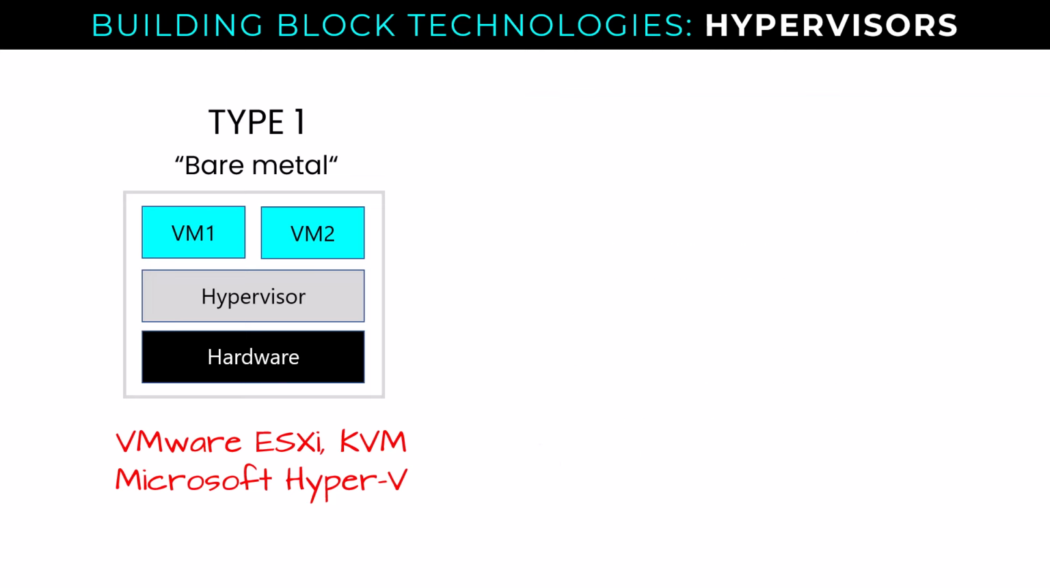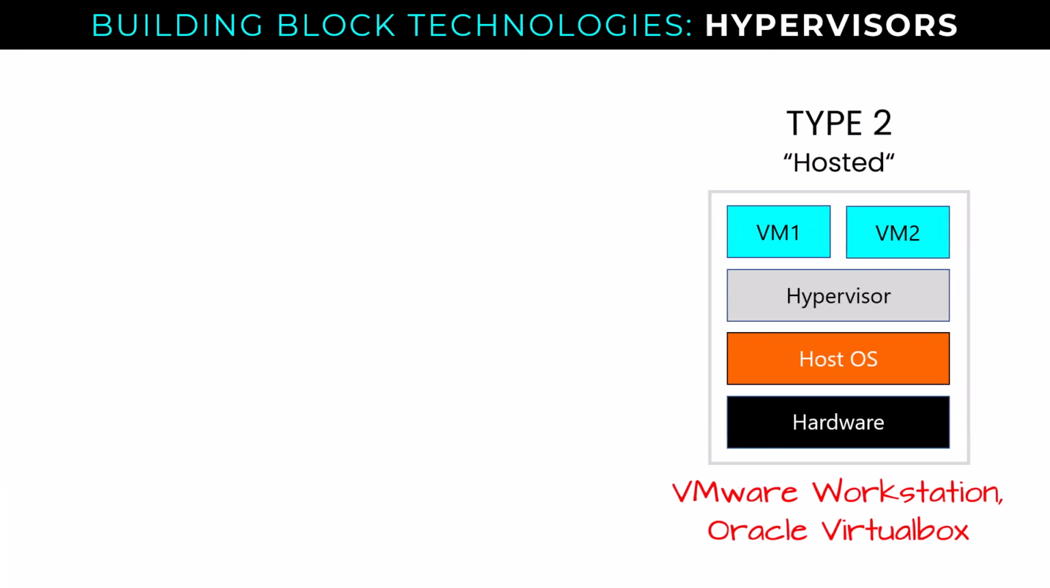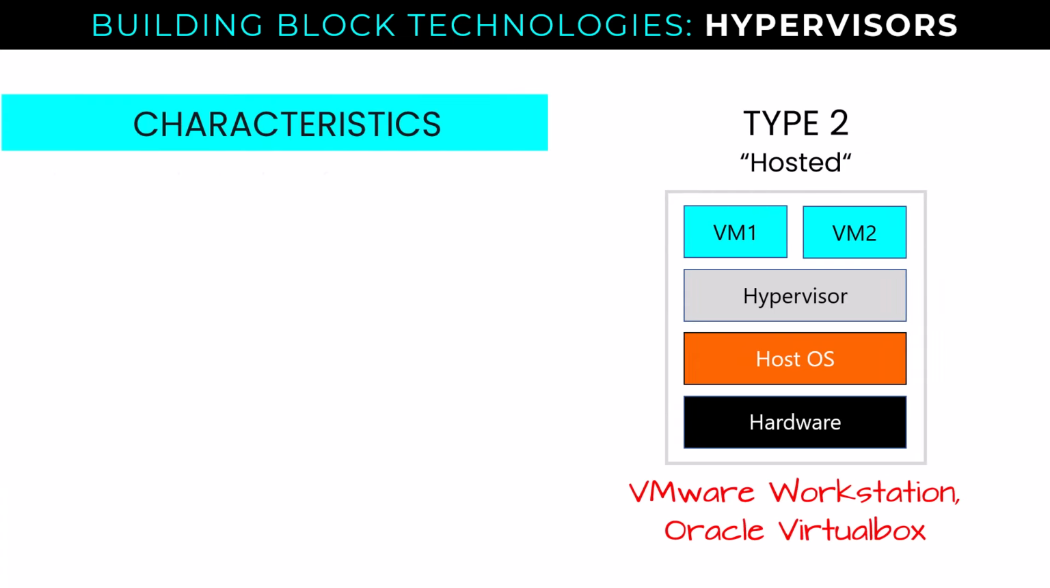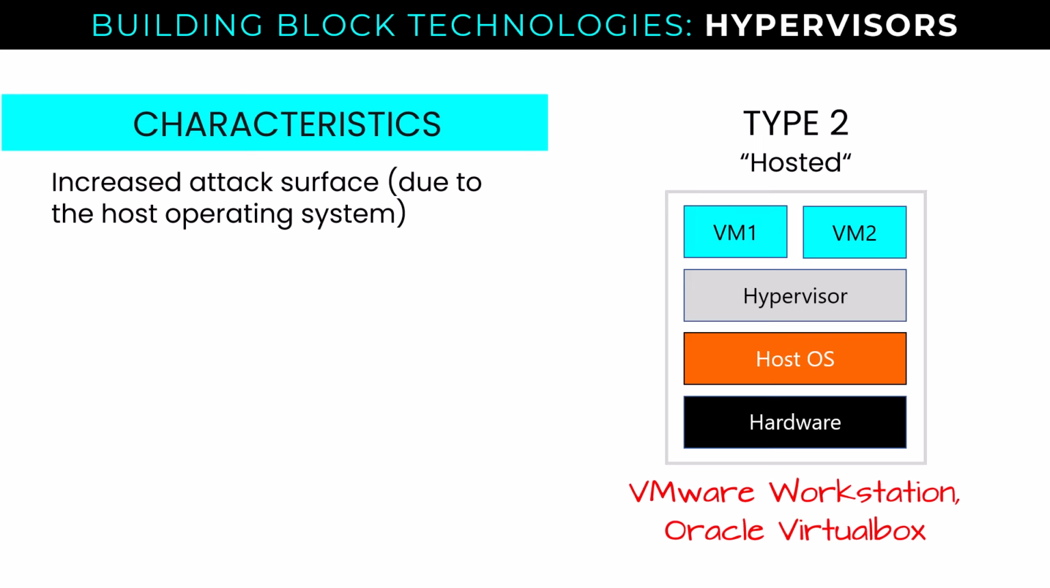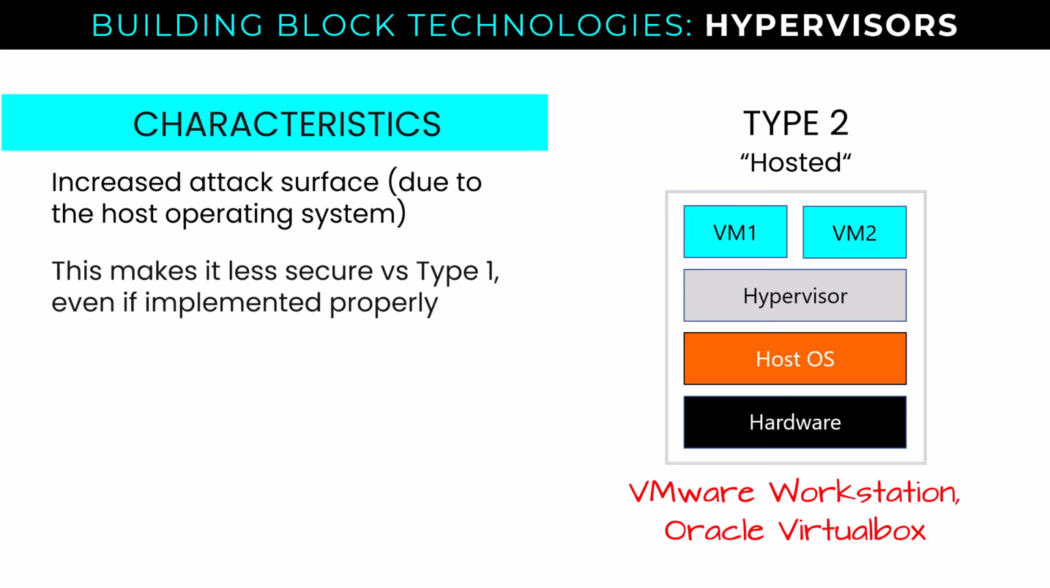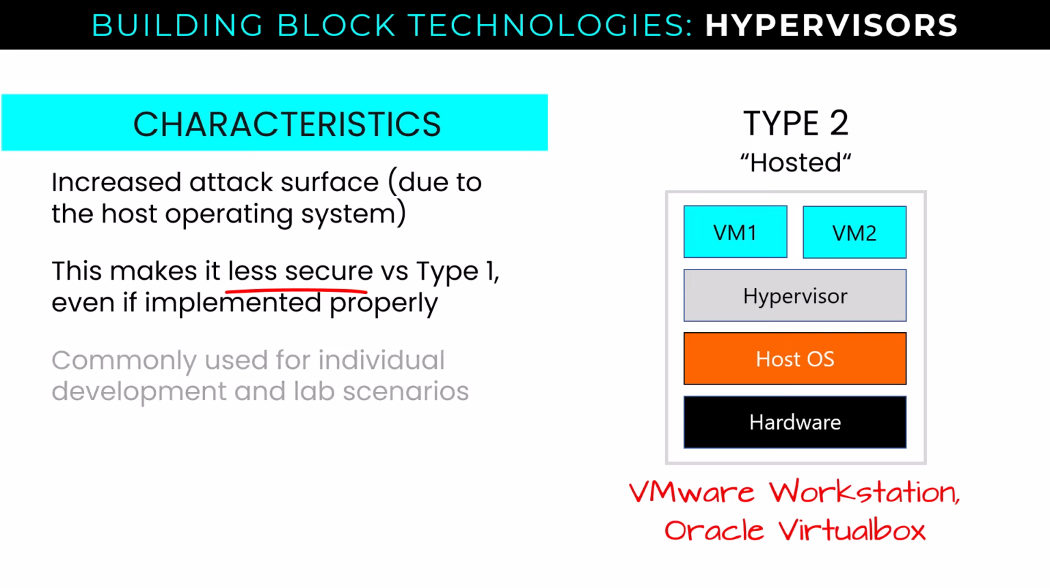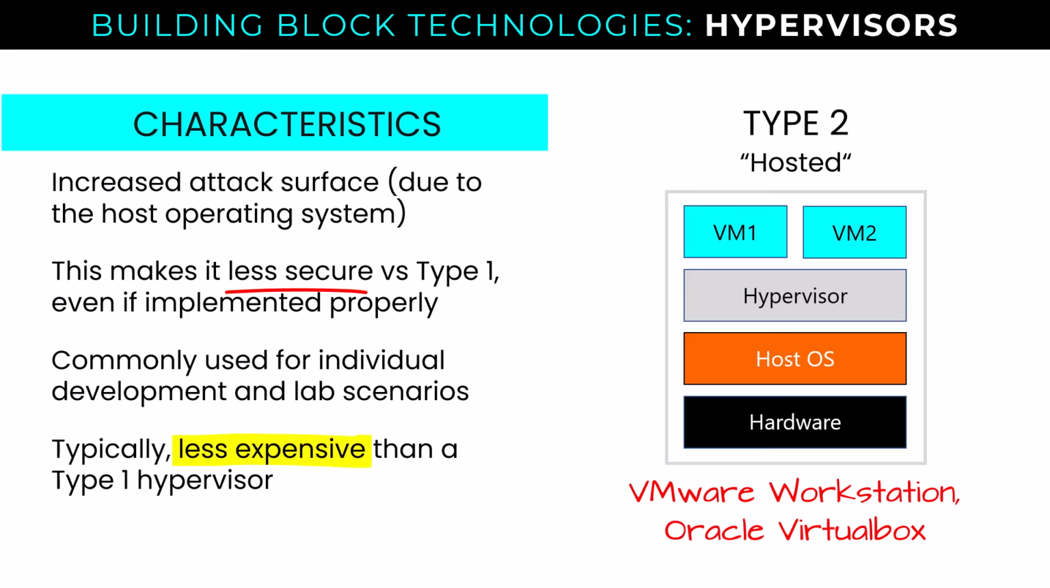So the Type 2 hypervisor, by comparison, if we just compare apples to apples, has an increased attack surface due to the host operating system. This makes it less secure versus Type 1, even if implemented properly. And this is really commonly used for individual development and lab scenarios. Developers and IT folks are using this for their own individual testing quite often. And it's generally less expensive than a Type 1 hypervisor for obvious reasons. With the increased importance of cloud in the world, I think it's less likely you're going to get a Type 1, Type 2 hypervisor question on the exam, but just in case, you're prepared now.